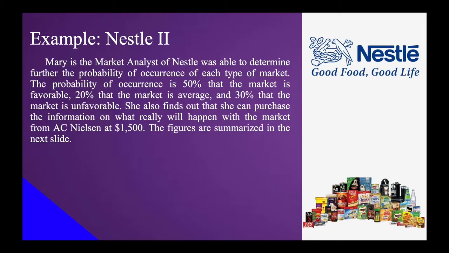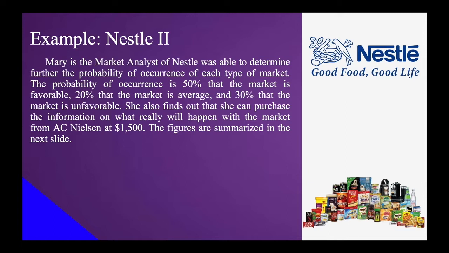And she's from Nestle and was able to determine the probability of occurrence of each type of market. So the probability of occurrence is 50% that the market is favorable, favorable para sa kanila, sa Nestle, 20% that the market is average lang, and 30% that the market is unfavorable for them.